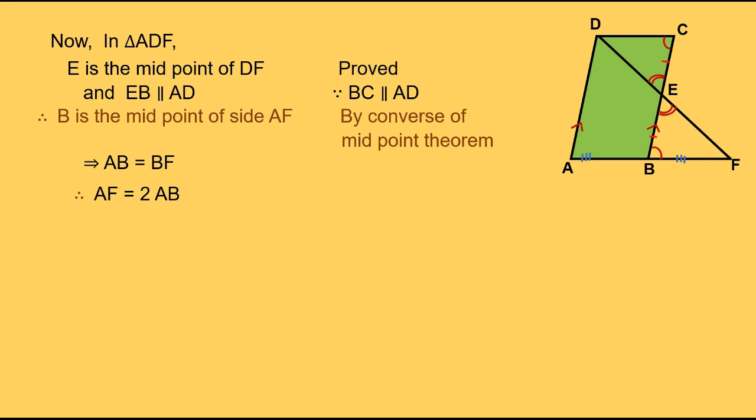Today, we proved converse of midpoint theorem and solved some problems related to it. Here we complete the chapter Quadrilaterals. In this chapter, we learnt about quadrilaterals, elements of quadrilaterals, types of quadrilaterals and their properties. We proved properties of parallelogram and solved some problems related to it. We also proved midpoint theorem and converse of midpoint theorem and solved some problems related to it.